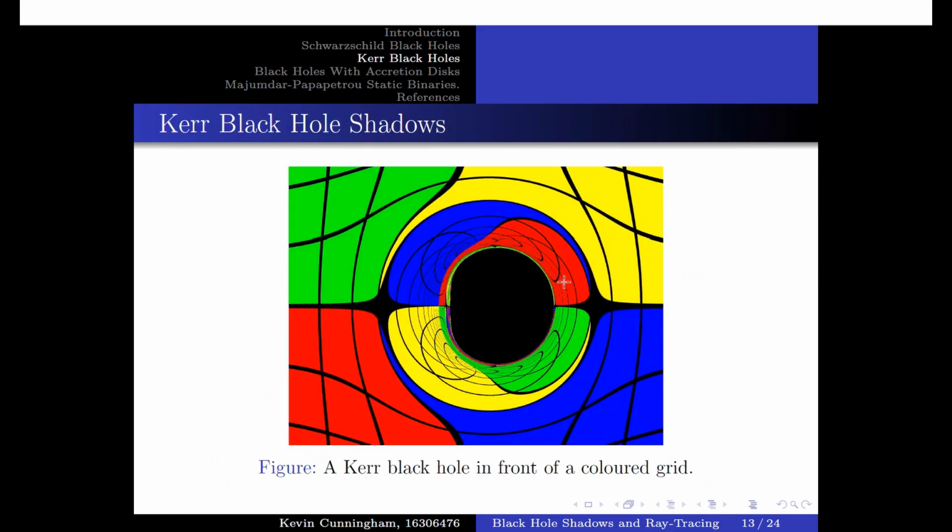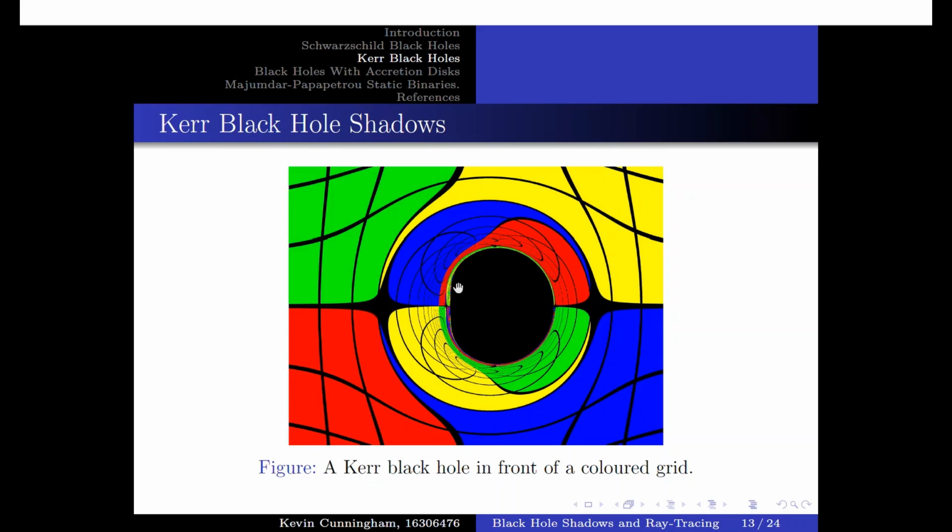Here we can see a Kerr black hole in front of the same colored grid that we used earlier on for the Schwarzschild black hole. Here our observer is sitting in the equatorial plane, and we can still see the same Einstein ring we saw earlier on. We can still see the same reflection of colors, although it's not as symmetrical as it was earlier on.